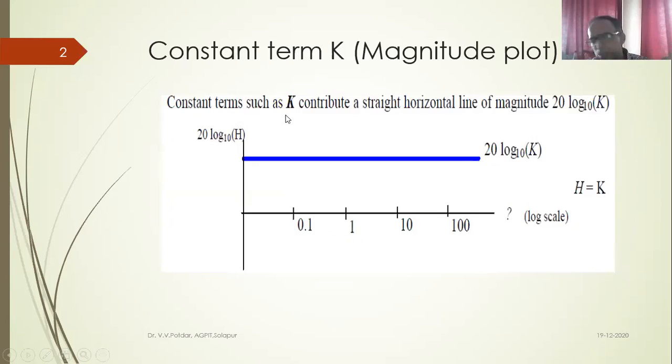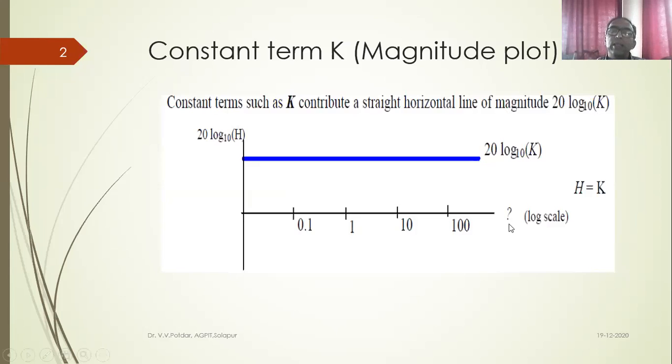Now, k might correspond to some number. When we take an example, we will understand that. In the transfer function, some constant number is there. I might have 50. I might have maybe 1000. So that corresponds to constant k, which is called the steady state gain of that system. The constant terms such as k contribute a straight horizontal line of magnitude 20 log to the base 10 of k.